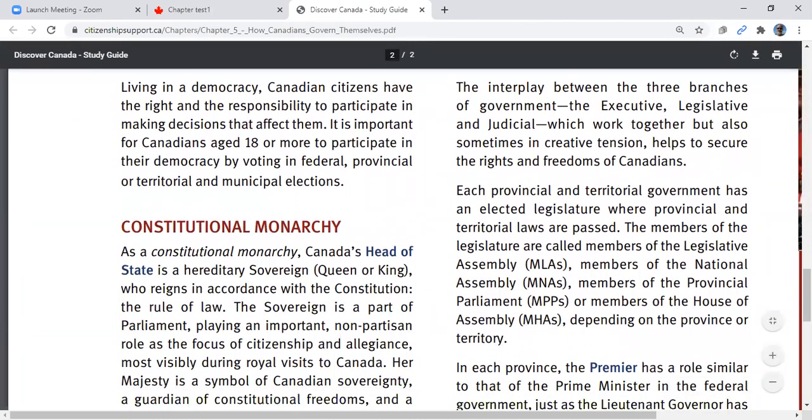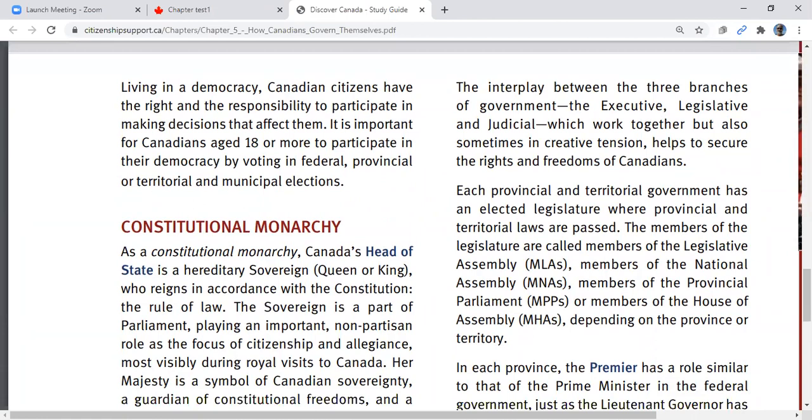Each provincial and territorial government has an elected legislature where provincial and territorial laws are based. The members of the legislature are called members of the Legislative Assembly, MLAs, members of the National Assembly, MNAs, members of the Provincial Parliament, MPPs, or members of the House of Assembly, MHAs, depending on the province or territory.